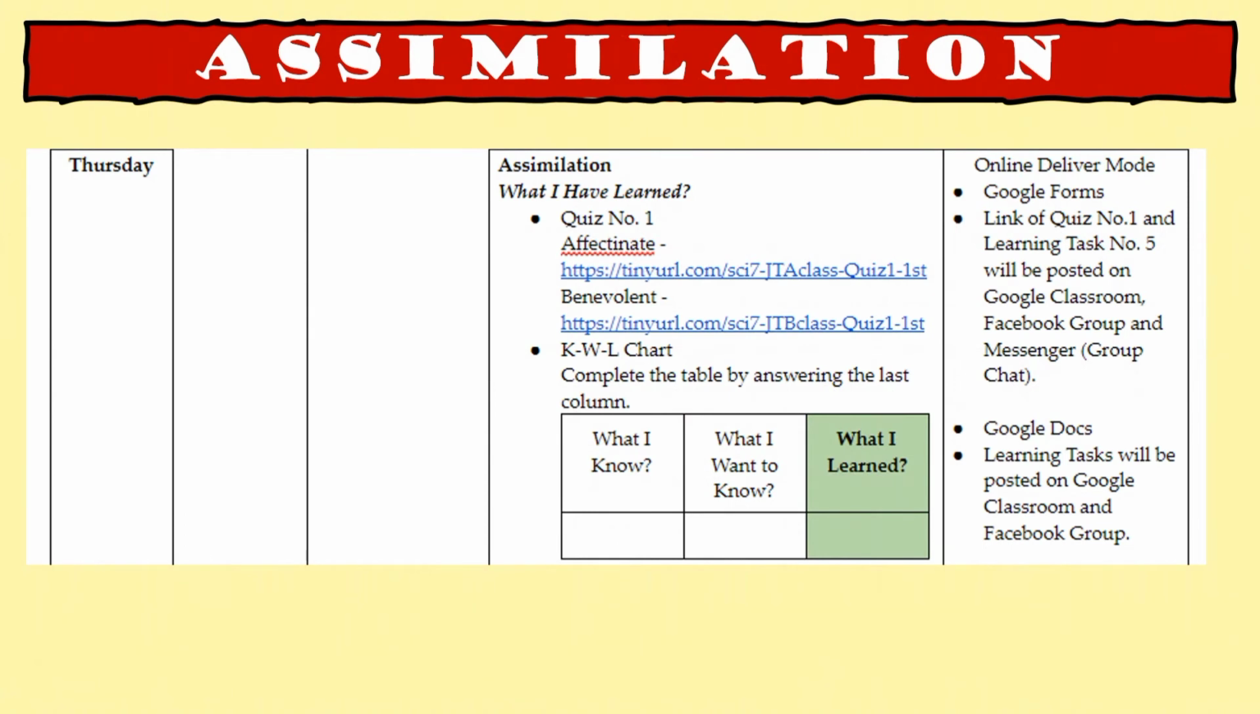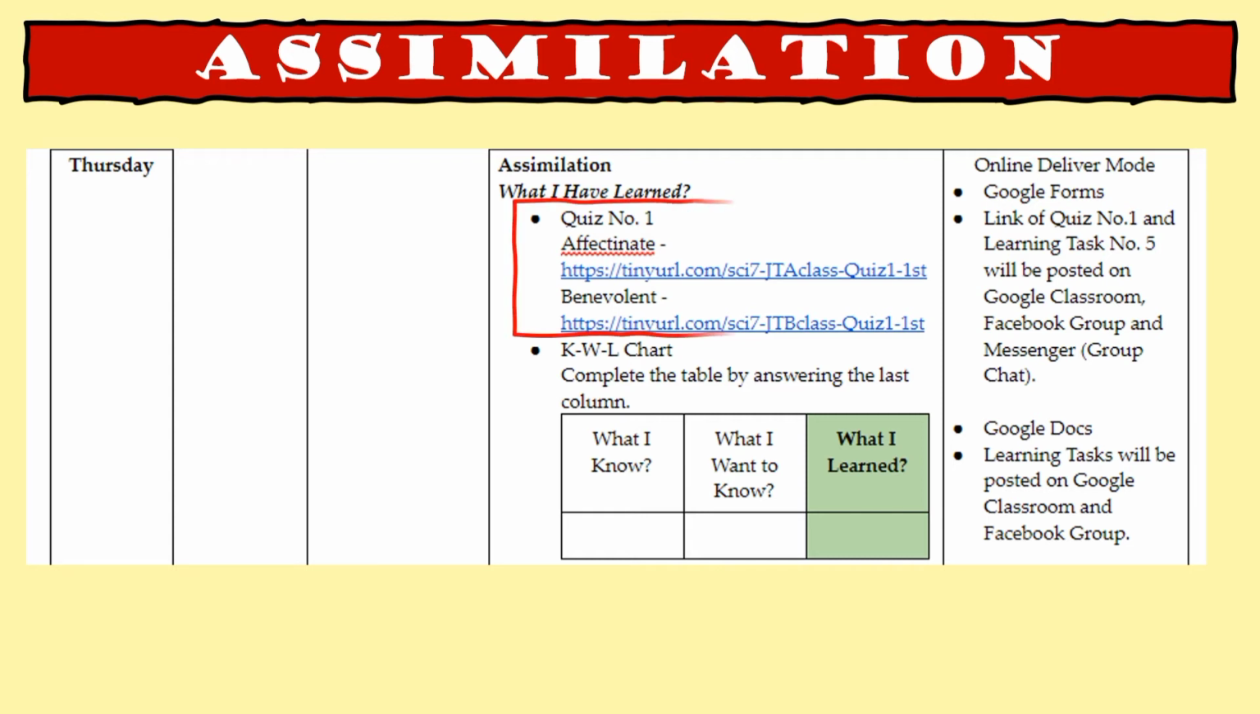In assimilation, which is the last part of the IDEA instructional process, this is the phase where the students will process what they have learned from the lesson. There will be a short quiz, pwede yan, in a Google Form to assess if the students were able to understand the lesson. In this case, the components of the scientific method.